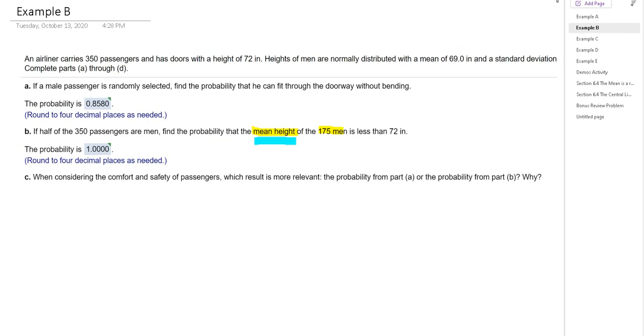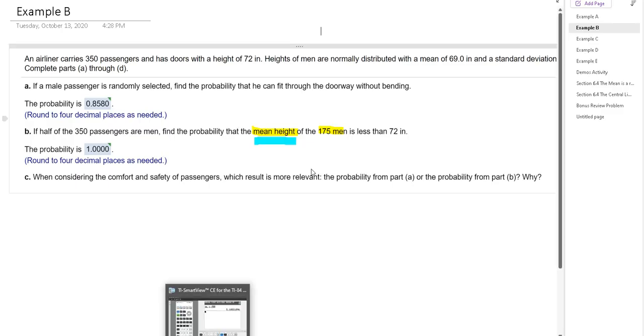Example B, X is distributed normally with a mean of 69 and a standard deviation of 2.8. If a male passenger is randomly selected, find the probability that he can fit through the door without bending.